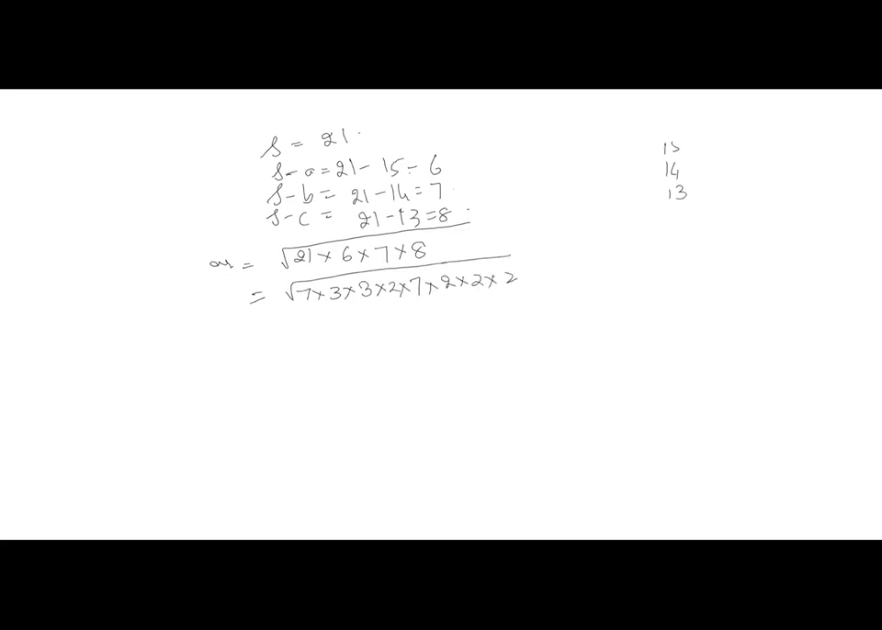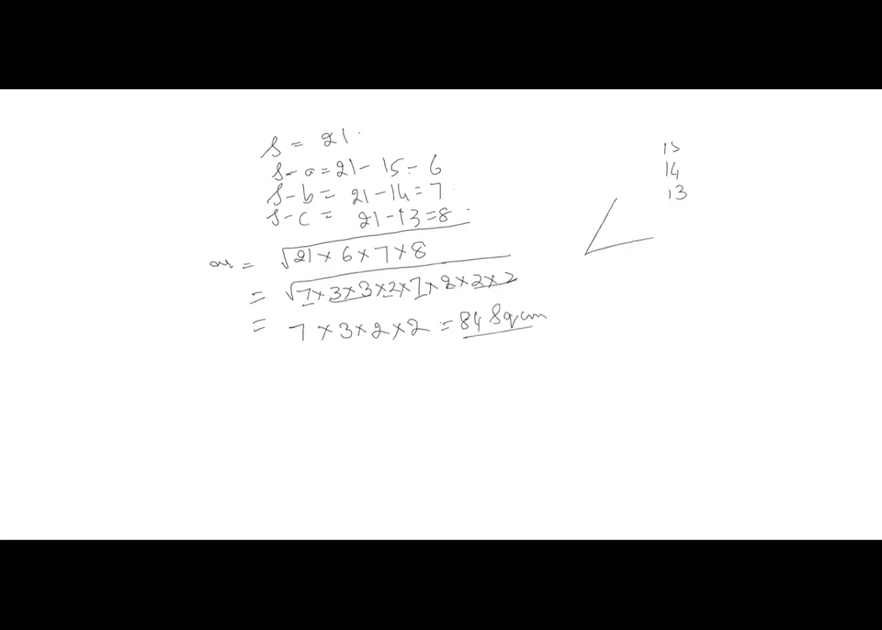Whichever has a pair, you take it out of the square root sign. So 7 has a pair, 3 has a pair, 2 has a pair, and 2 has a pair. So how much is this? 84, ma'am. 84 square centimeters is the area.